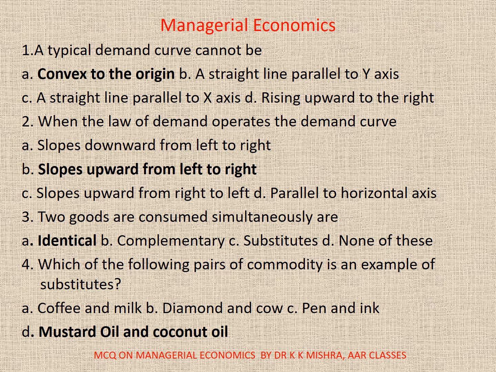Question number 3. Two goods are consumed simultaneously. Are A. identical, B. complementary, C. substitutes, D. none. The correct option is A, identical. 4. Which of the following pairs of commodity is an example of substitutes? The correct option is D, mustard oil and coconut oil.